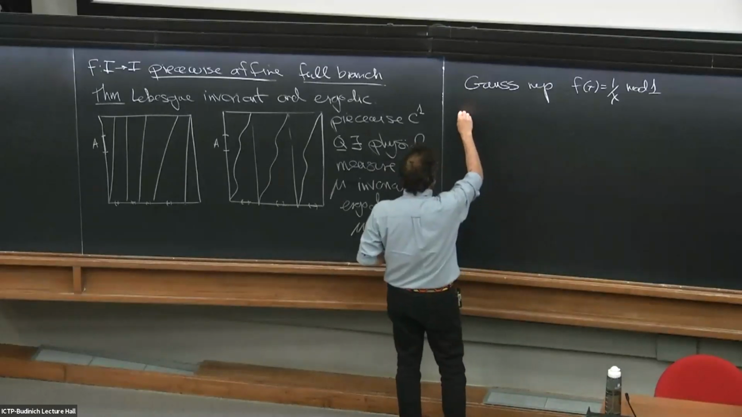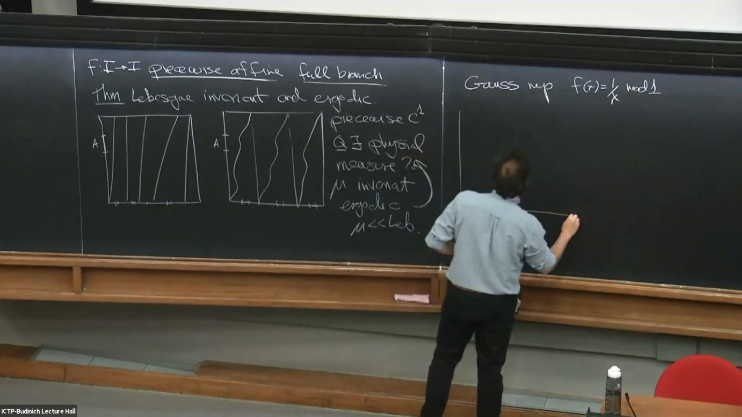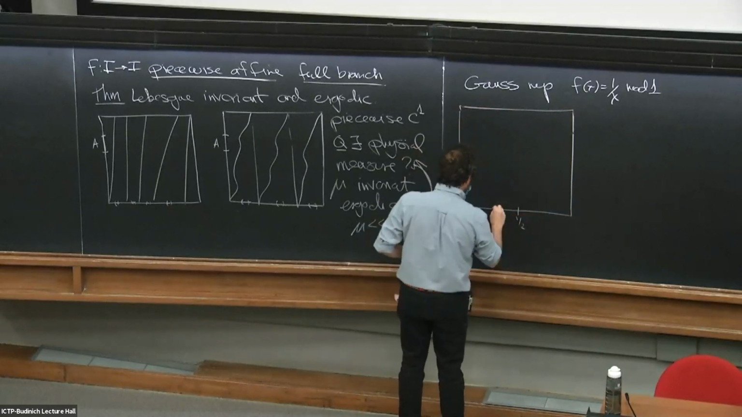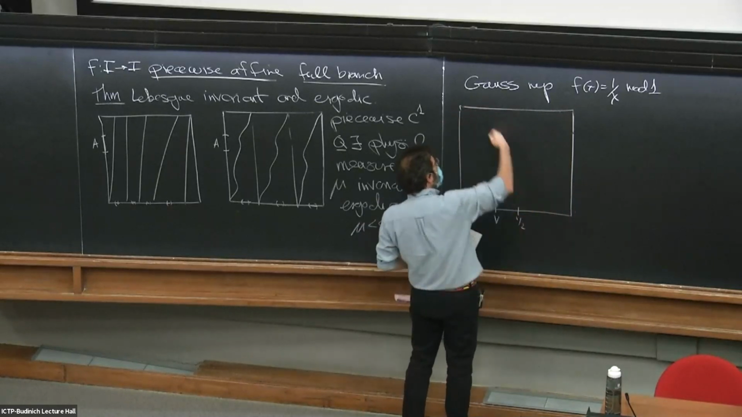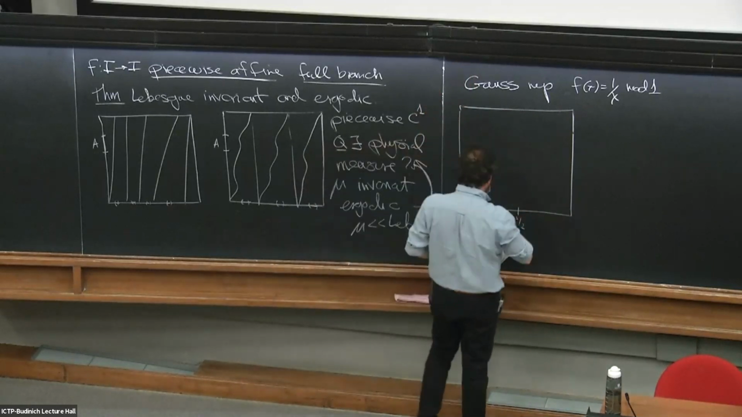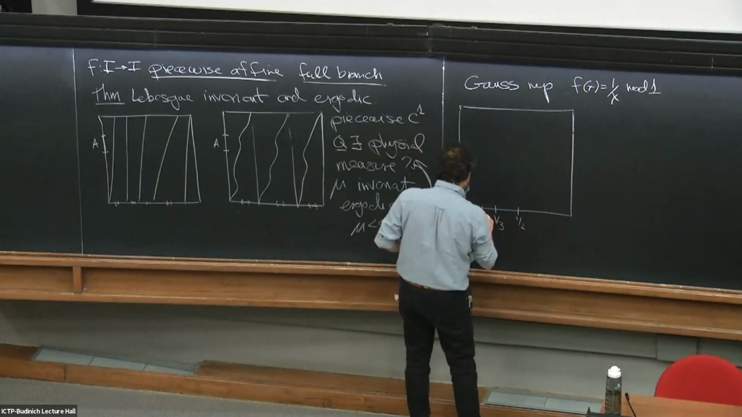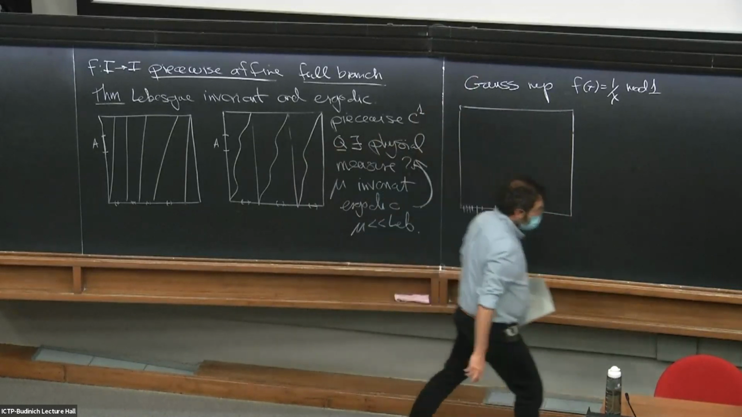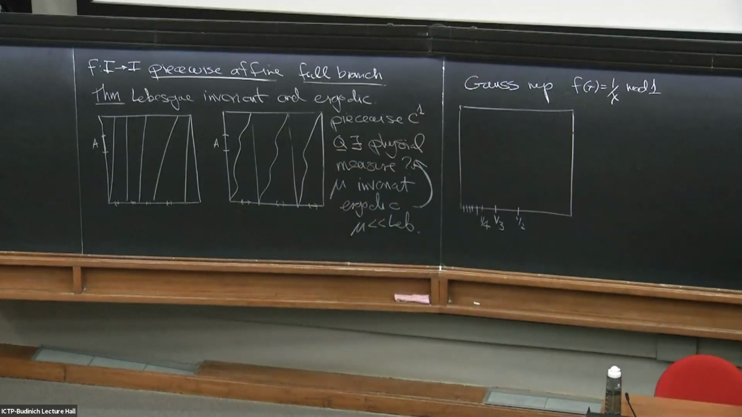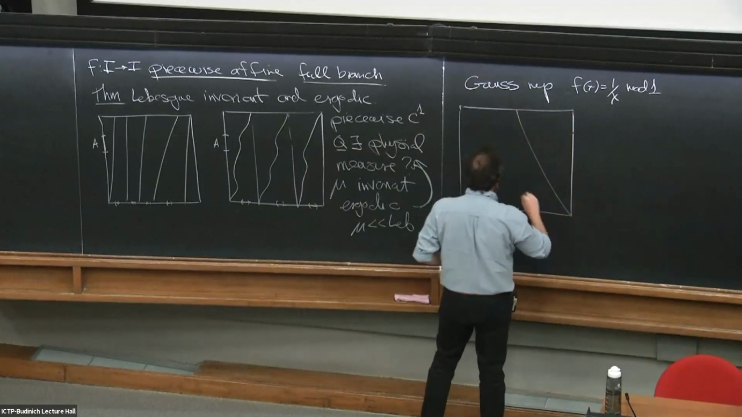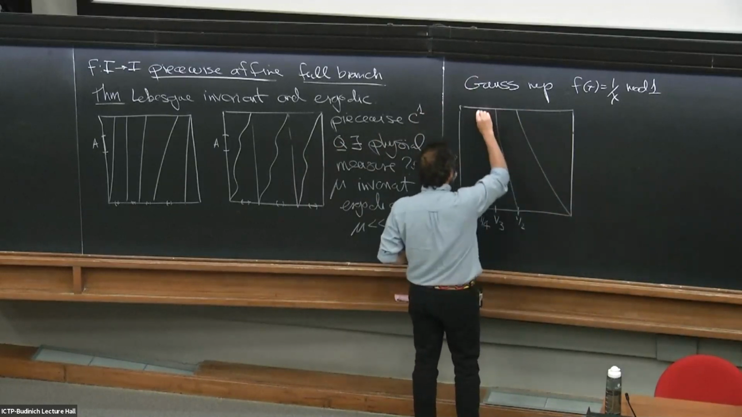And the Gauss map looks something like this. Exactly, it's got infinitely many branches, 1/2. Oh yes, I remember, because we did the graph and then we translated it down. So, right, this is 1/3, this is 1/4, so they accumulate here. And the graph looks something like this.